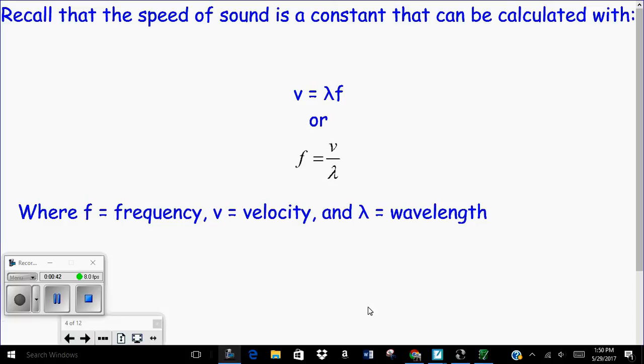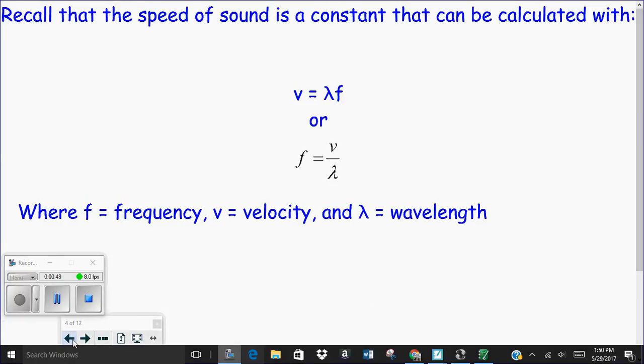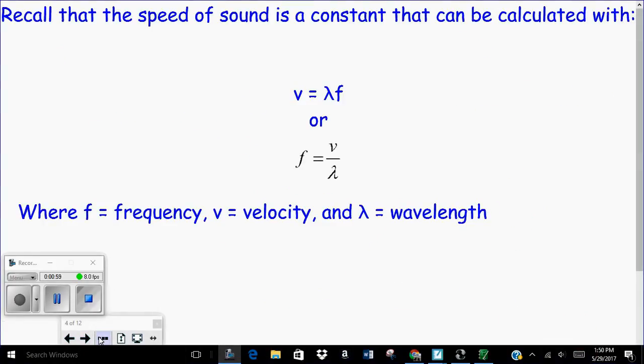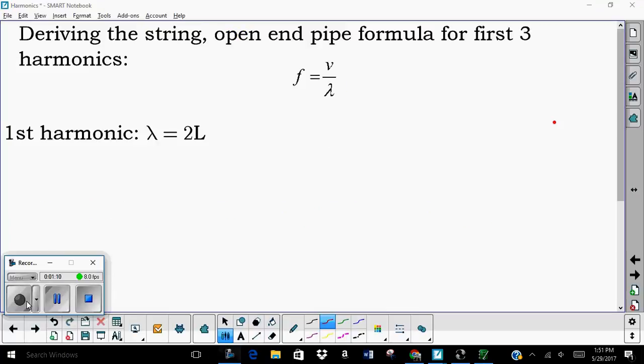So now we have this formula to find frequency, and we have these relationships between the lengths of the strings and the wavelength. So putting the two together, I should be able to come up with a formula to find the fundamental frequencies on a stringed instrument if I know the speed or the length of the string.